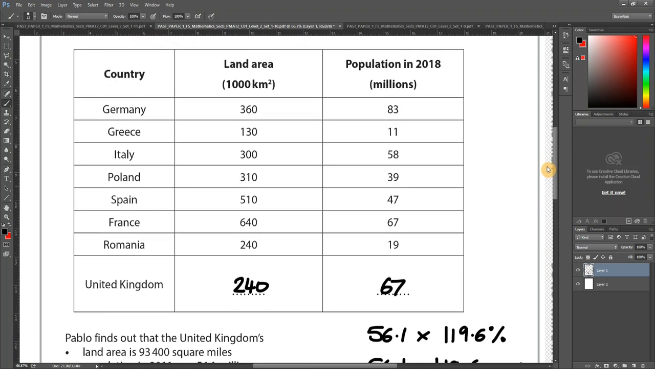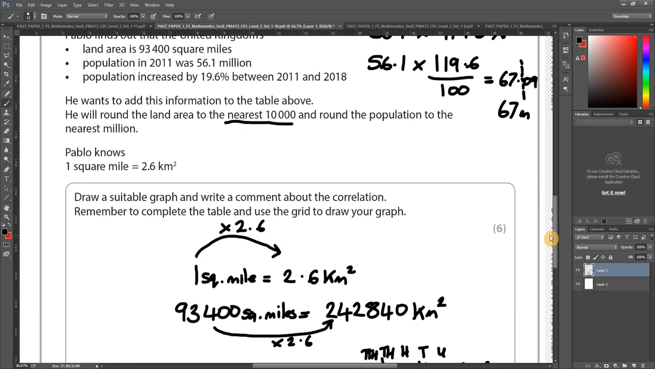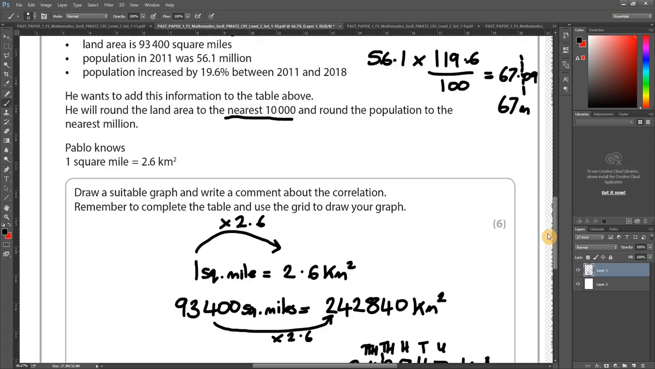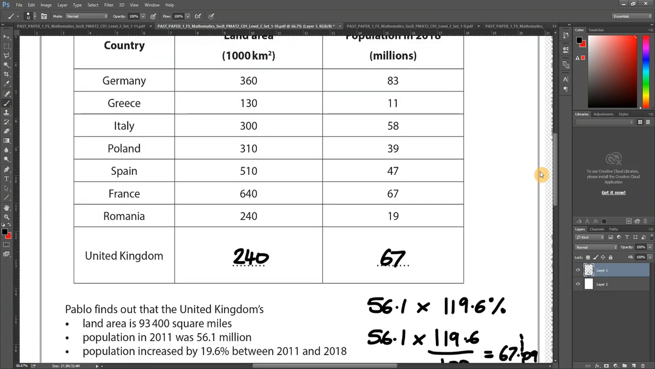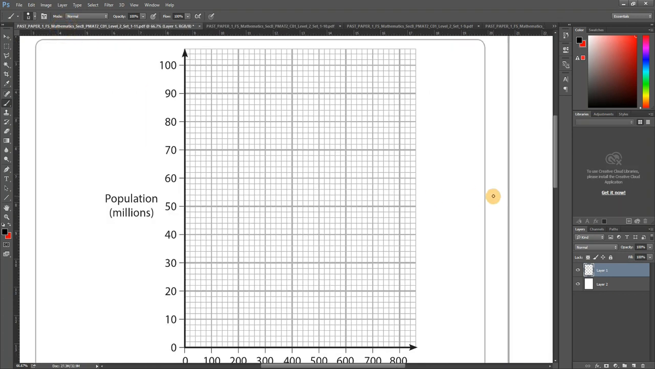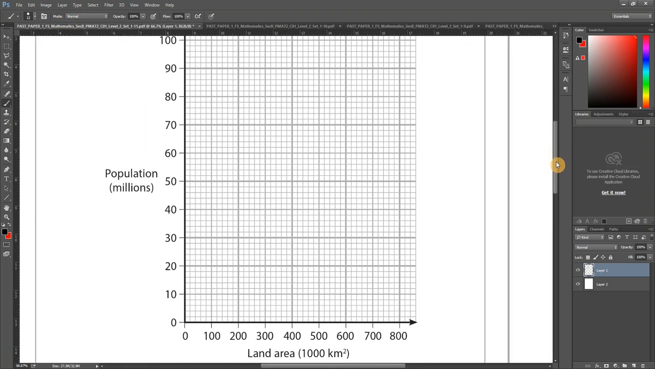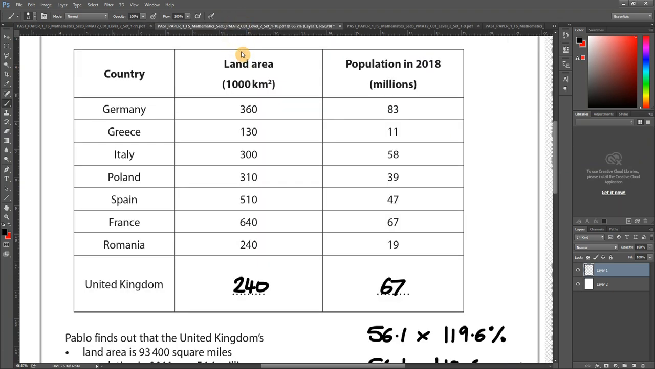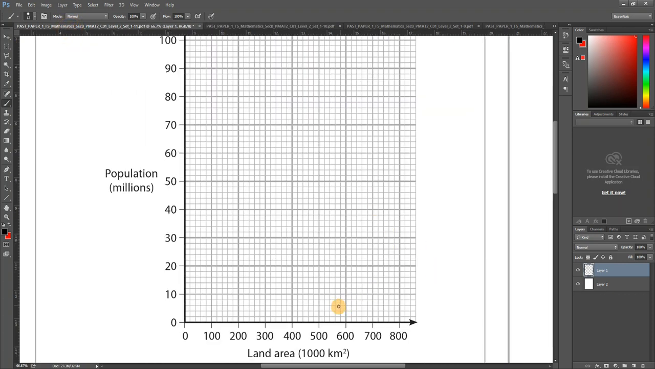That's that table done. So we've probably got 3 marks so far. The next 3 marks are for the scatter graph. So I'm going to leave my table here. Let's switch to the scatter graph, which is on the next page. Right, so we've got land area at the bottom, population in millions. So the first one is 360 for the land area, 83 for the population. So 360. Each one of these represents 20, isn't it? So 360 is going to be there. And what was it?